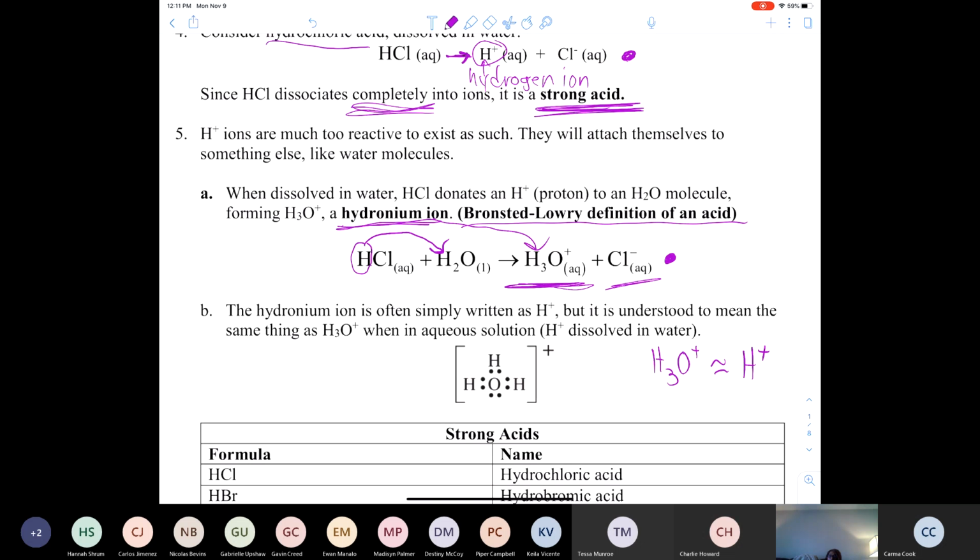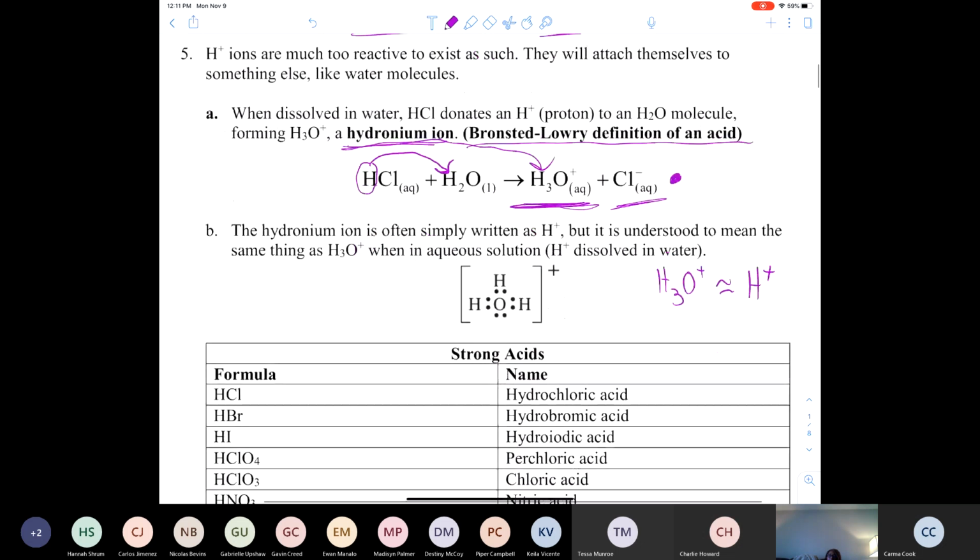So here you have the Lewis structure of the hydronium ion, H3O+. You've got the central oxygen atom bound to the 3 hydrogens.